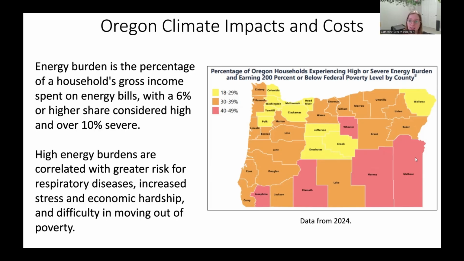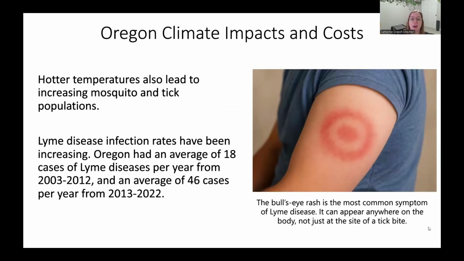It's definitely affecting Eastern Oregon and Southeastern Oregon more than the rest of the state. And that is going to be our more rural area. And it's also going to be our more desert climate. So these are hot and dry areas that are going to feel the effect most. Hotter temperatures also lead to an increase in mosquitoes and an increase in ticks. And both mosquitoes and ticks are vectors for disease.